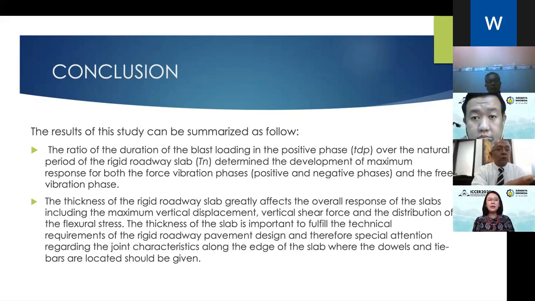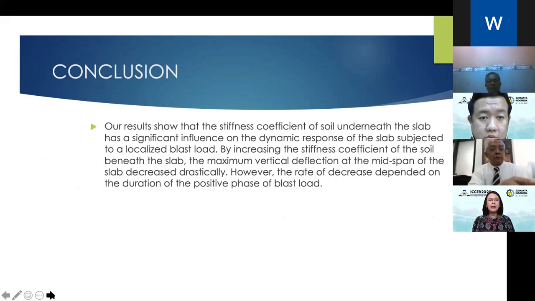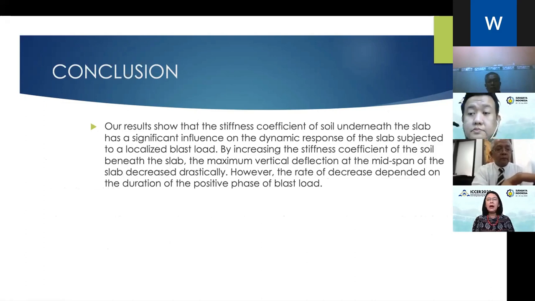The thickness of the rigid roadway slab greatly affects the overall response of the slabs, including the maximum vertical displacement, vertical shear force, and the distribution of the flexural stress. The thickness of the slab is important to fulfill the technical requirements of the rigid roadway pavement design, and therefore special attention regarding the joint characteristic along the edge of the slab, where the dowels and tie bars are located, should be given.